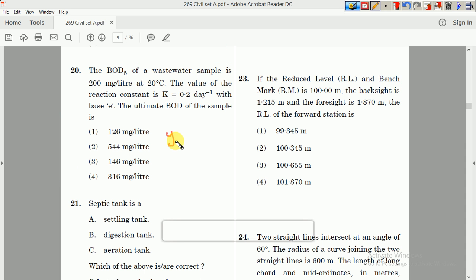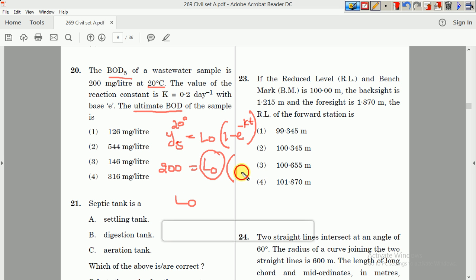Okay, so the formula is BOD at 5 days at 20 degrees Celsius, which is equal to L naught, where L naught is the ultimate BOD, into 1 minus e power minus kt. Okay, now let us read the question. The value of BOD at 5 days at 20 degrees Celsius has been given as 200 mg per liter. They are asking us to find the L naught. We need to find the L naught.